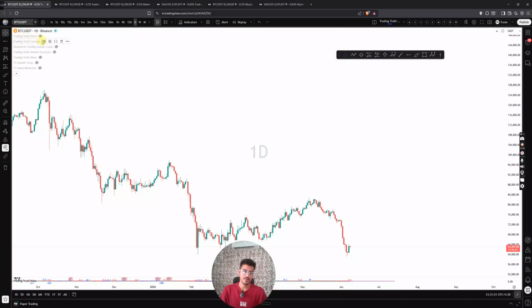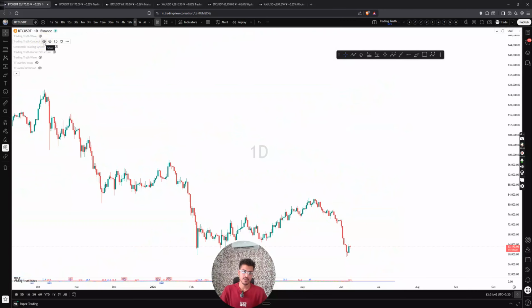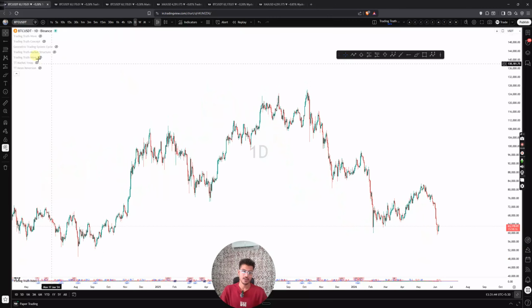Once I add this thing called the TradingView look concept, you'll see what is your perspective on the market. I'll just start it and then disable it, enable it, disable it, enable it, disable it. I'll just make it a bit bigger.